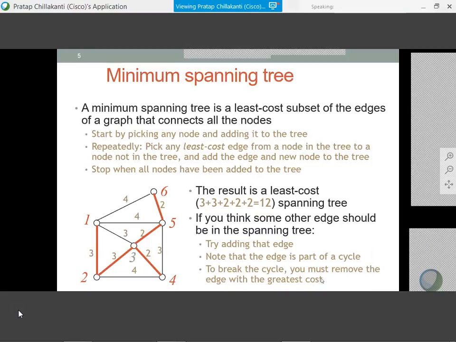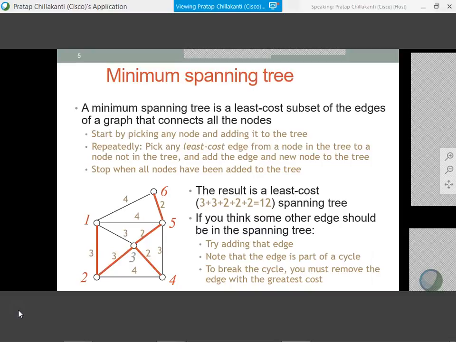So to break the cycle, what do you do? You must remove the edge with the greatest cost, because by removing the edge with the greatest cost, you are ensuring that whatever you come up with is a minimum spanning tree. The whole idea of a minimum spanning tree is that the total weight should be the lowest. Now we also said that there could be many minimum spanning trees, not just one.